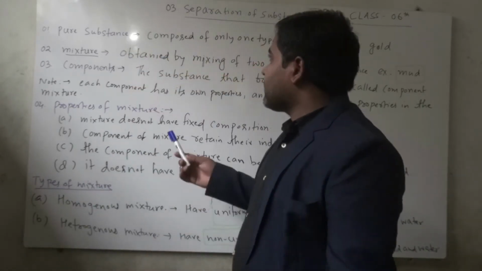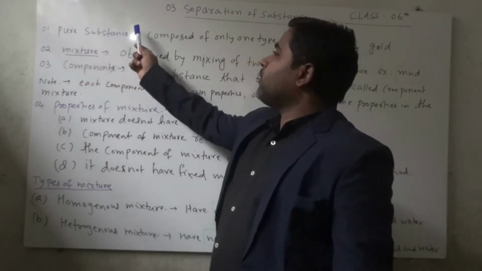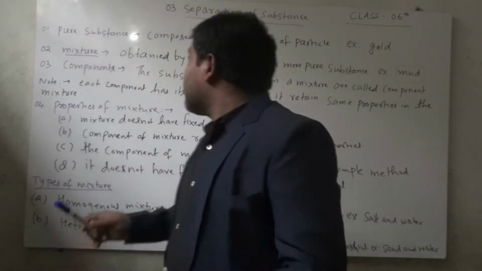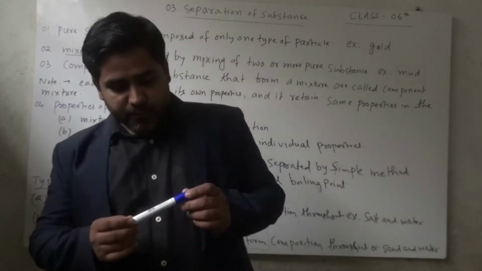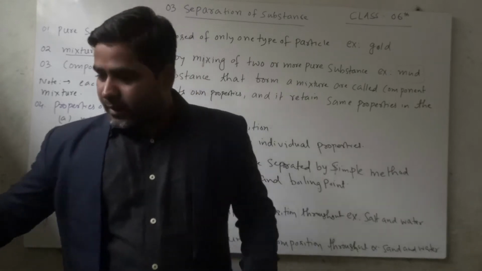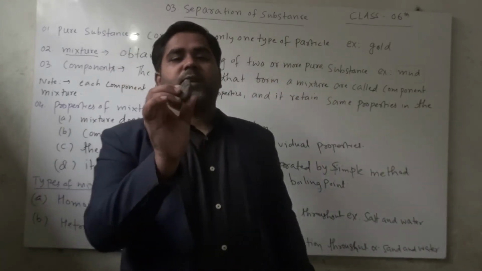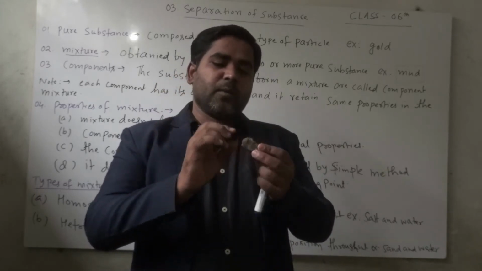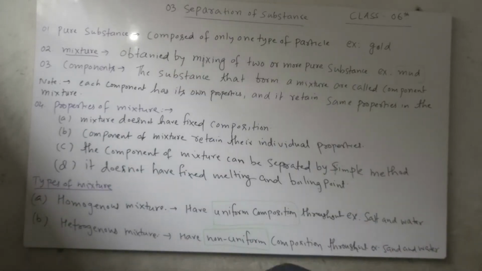Now before starting this, first of all, you will ask me a question, what is pure substance? So when we are talking about a pure substance, it is composed of only one type of particle. You can understand from this, you take this duster, composed of only one type of particle, or I can show you one stone, see this, composed of only one type of particle, so that is called pure substance. Means this stone is made up of only one type of particle, right? So that is pure substance.